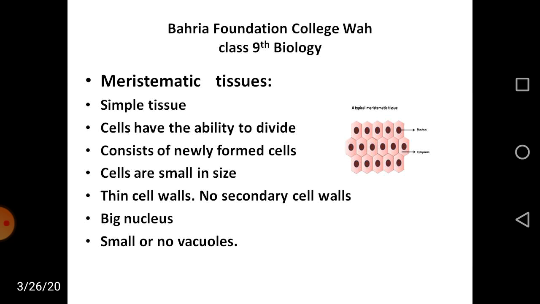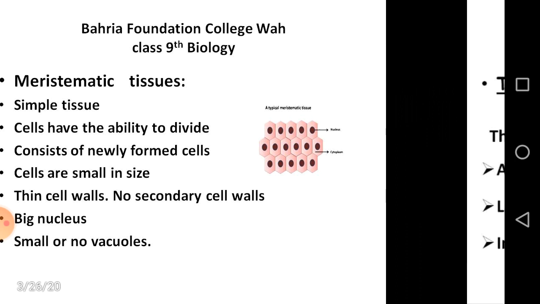They consist of newly formed cells, and the cell size is very small. Their cell walls are very thin. They have no secondary cell walls, and therefore the size of the nucleus is very large. Most of the time they have no vacuoles, and if a vacuole is present, it is very small. The main function of meristematic tissue is growth, because they have the ability to divide.